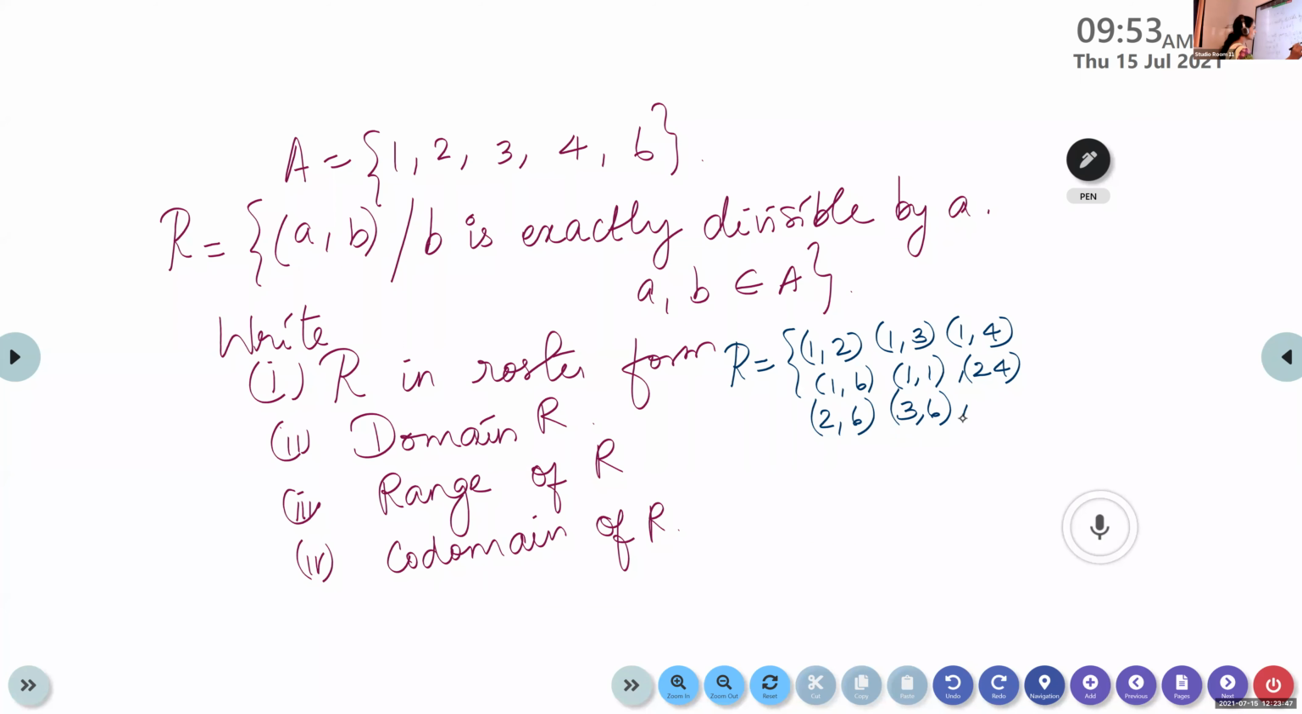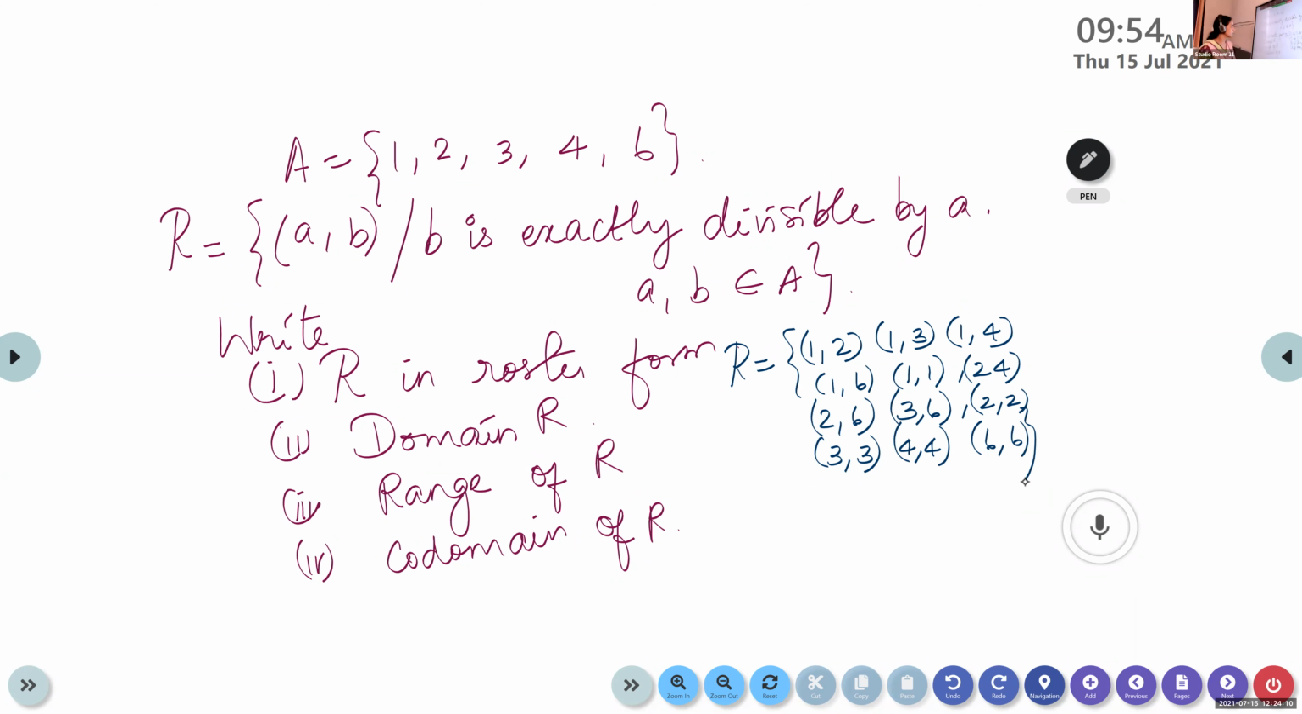What about (2, 2)? Whether 2 divides 2, 3 divides 3, 4 divides 4, 6 divides 6? Yes. An element is a divisor of itself, so we can write those also: (6, 6), (2, 2), and so on.